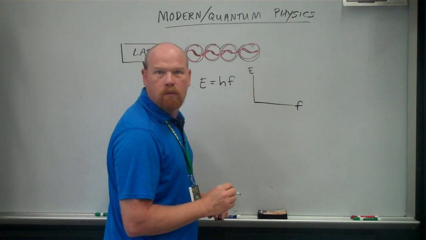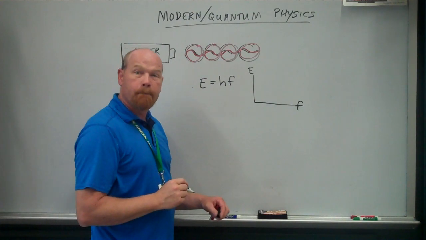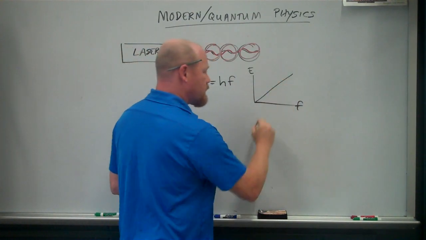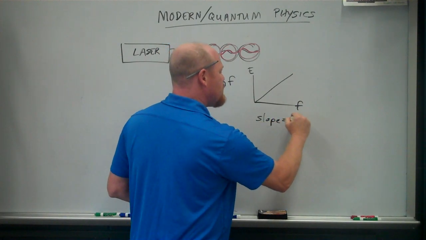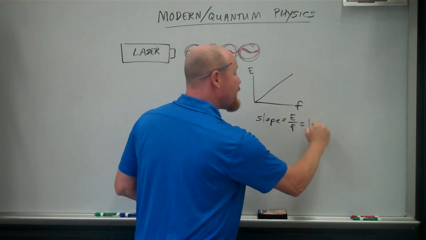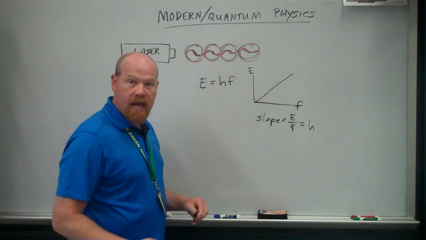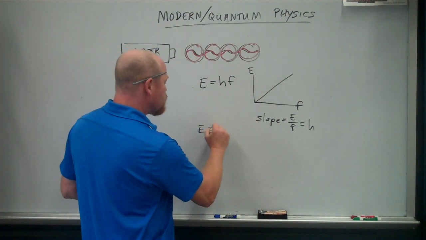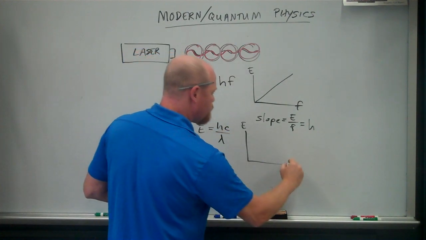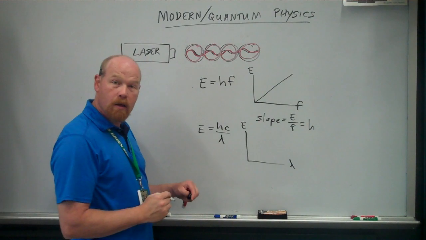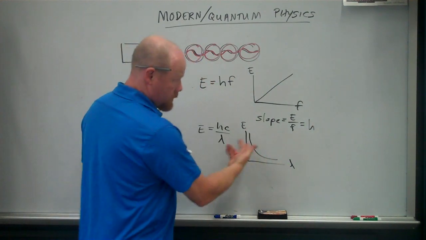During the video. Now, this graph, what's it going to look like? Yes, it's going to look like that because they're directly related, no squared. The slope is E over f, which equals h. Slope is Planck's constant. So every single graph you did would have the same slope there. E equals hc over wavelength would be energy of a photon versus wavelength. What would that be? They're indirectly related, would be like that. They wouldn't ask you about the slope because it's changing.